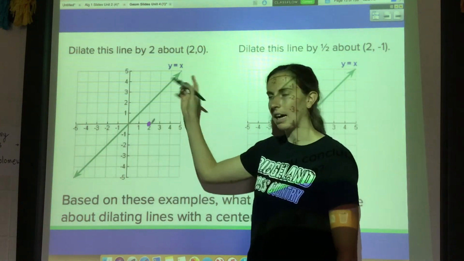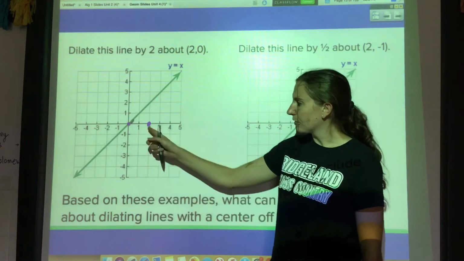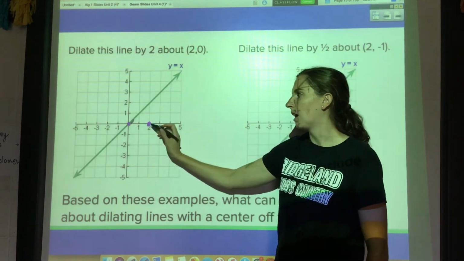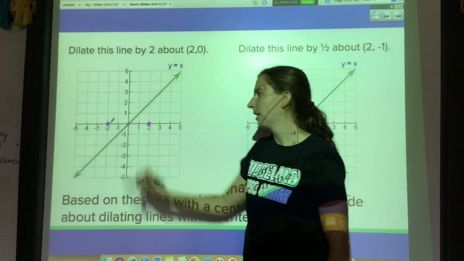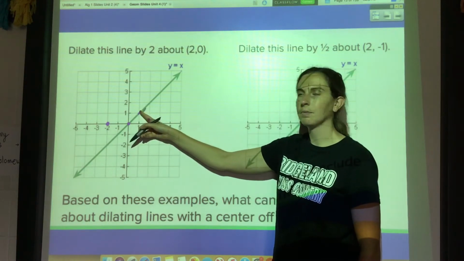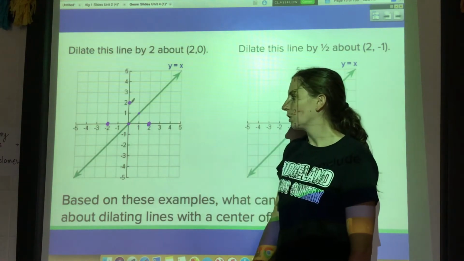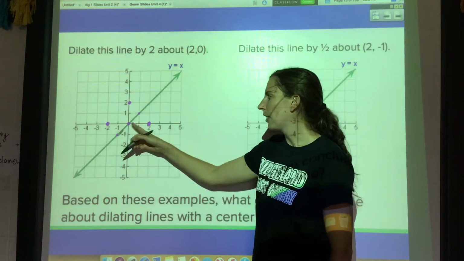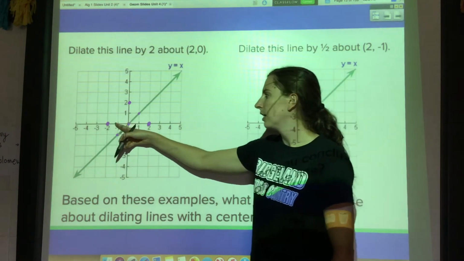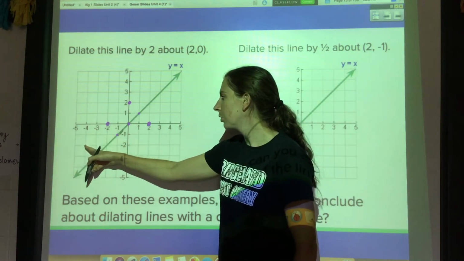Pick a point on the line, maybe like this point. Typically, to get from the center to that point, I go left 2. But if I'm going to double it, I'll go left 4. Or to get to this point, I would go left 1, up 1. If I double it and go left 2, up 2, I land here. Or to get to this point, I go left 3, down 1. If I double that, I'll go left 6 and down 2.